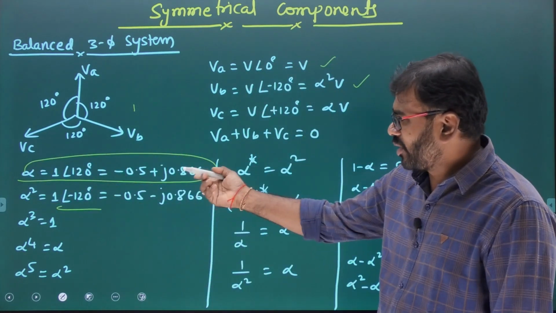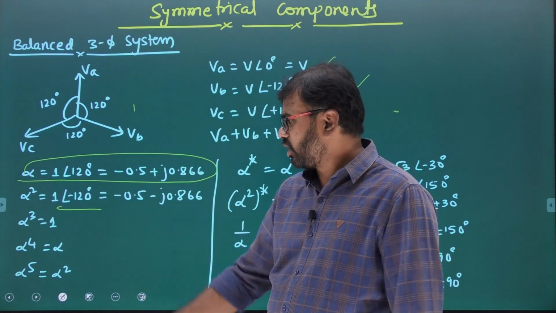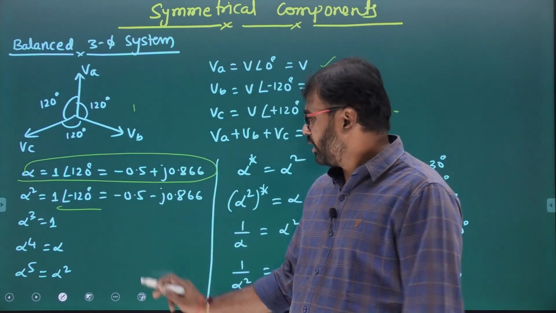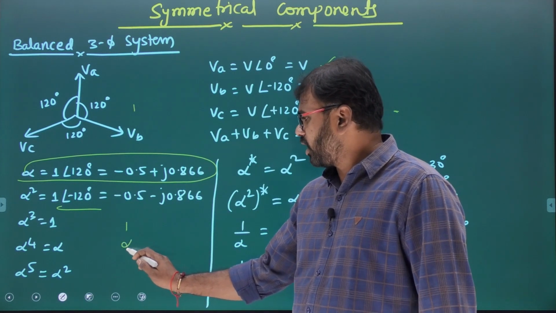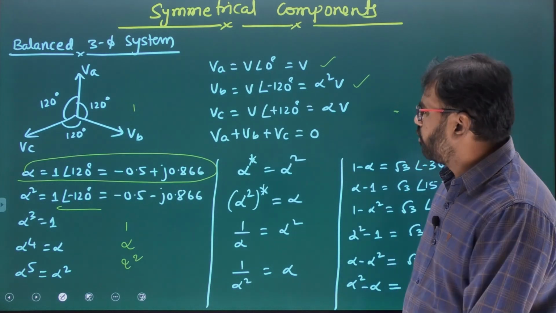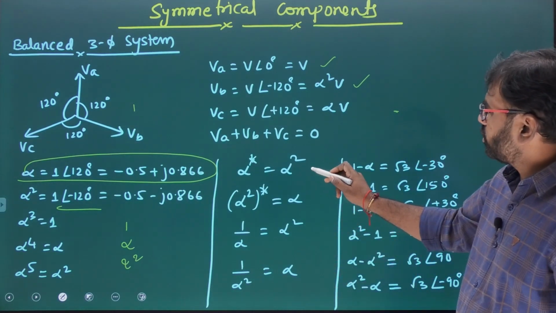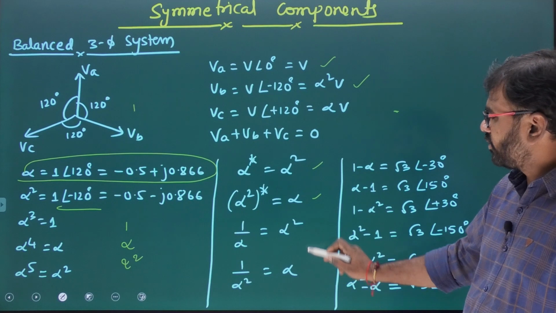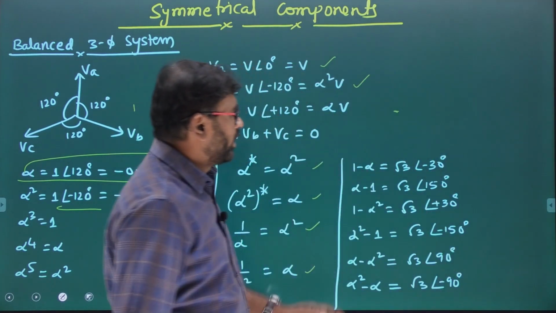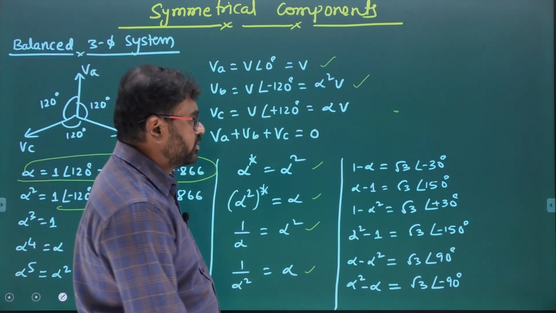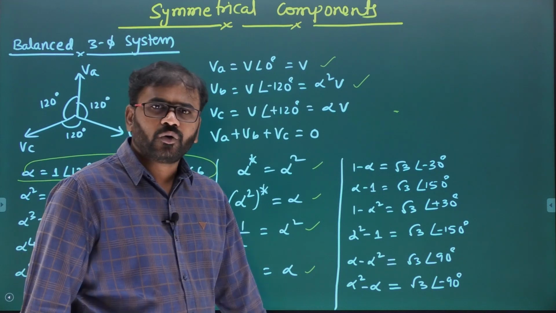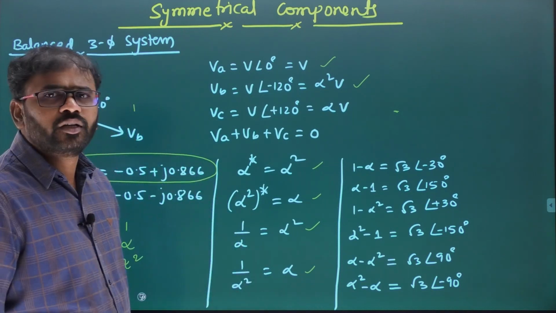Alpha square, and alpha cube is 1, alpha power 4 is alpha, alpha power 5 is alpha square. That means alpha to any power can be written in terms of either 1, alpha or alpha square. And alpha conjugate is what? Alpha square. Alpha square conjugate is alpha. 1 by alpha is alpha square. 1 by alpha square is alpha. And similarly, 1 minus alpha is what? Root 3 at an angle minus 30. Alpha minus 1 is root 3 at an angle 150. Similarly you can review all these terms, which are very, very important.